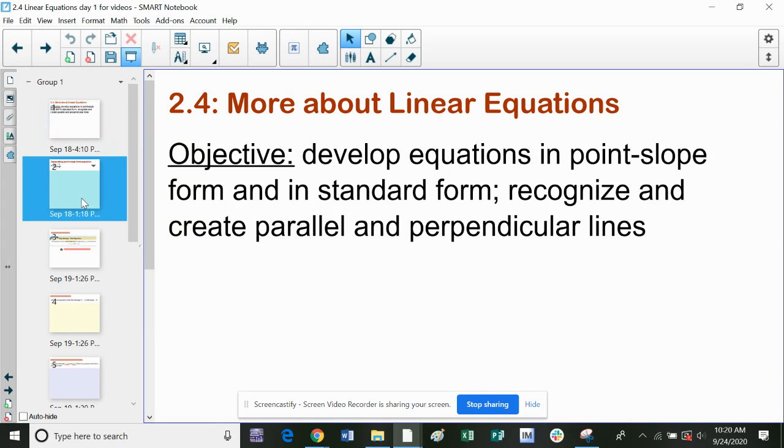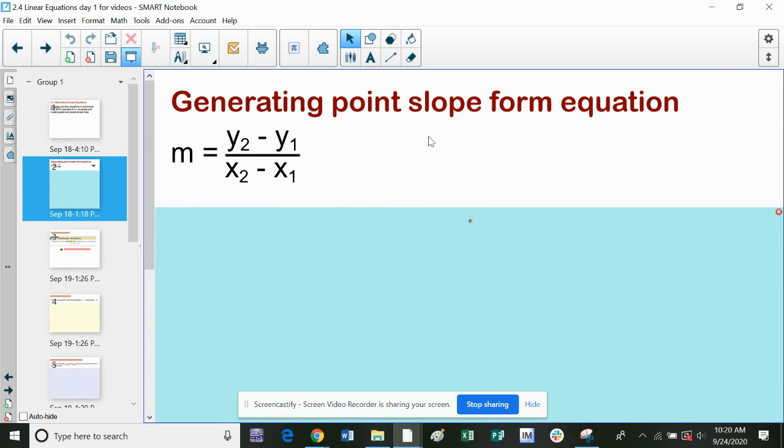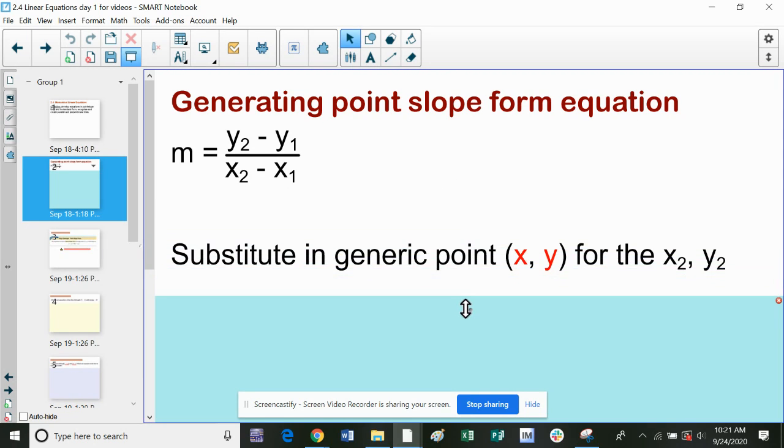So let's get started. Now, point-slope form comes from the equation for slope, and you saw this before in section 2.3, where slope, or m, equals y2 minus y1 over x2 minus x1. So we take the coordinates of two points on the line and plug them in there. We're going to start with that equation, and we're going to take some generic point x and y, and we're going to plug that in for x2 and y2.